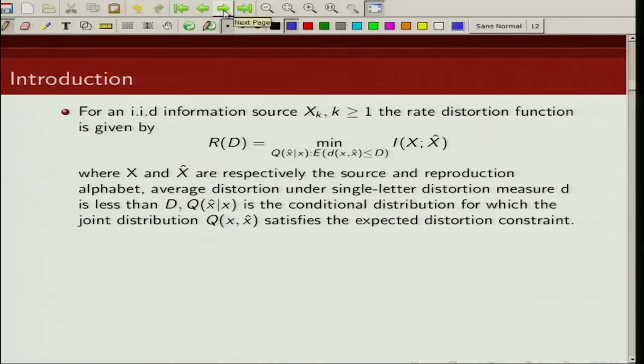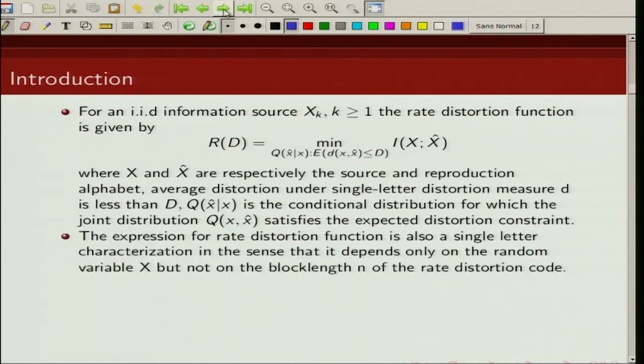Similarly, the rate distortion function is defined as the minimum mutual information between the source alphabet and the reproduced alphabet, which is denoted by x hat, and this minimization is taken over all conditional distributions q of x hat given x, such that the expected single letter distortion is less than some quantity d. Q of x hat given x is the conditional distribution, and the joint distribution must satisfy the distortion constraint given here. Here also this is a single letter characterization. It does not depend on the block length of the rate distortion code. It only depends on the random variable x.